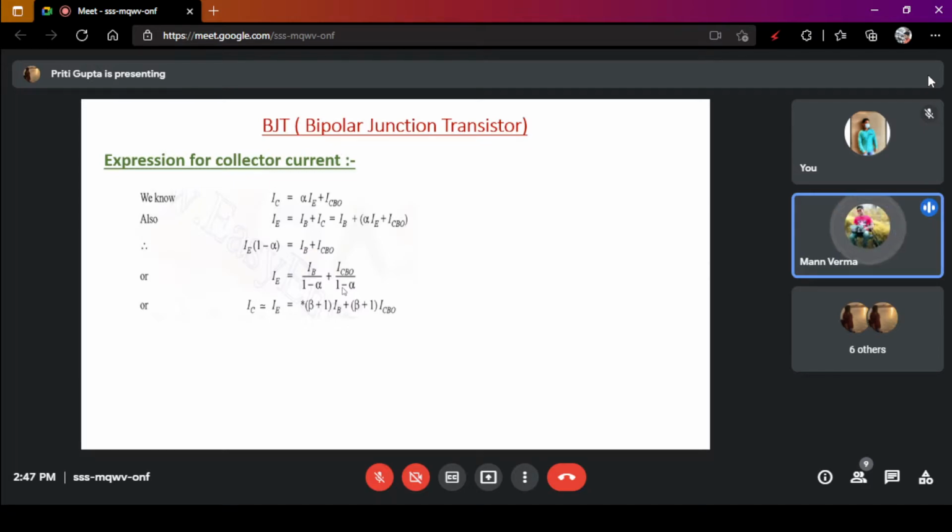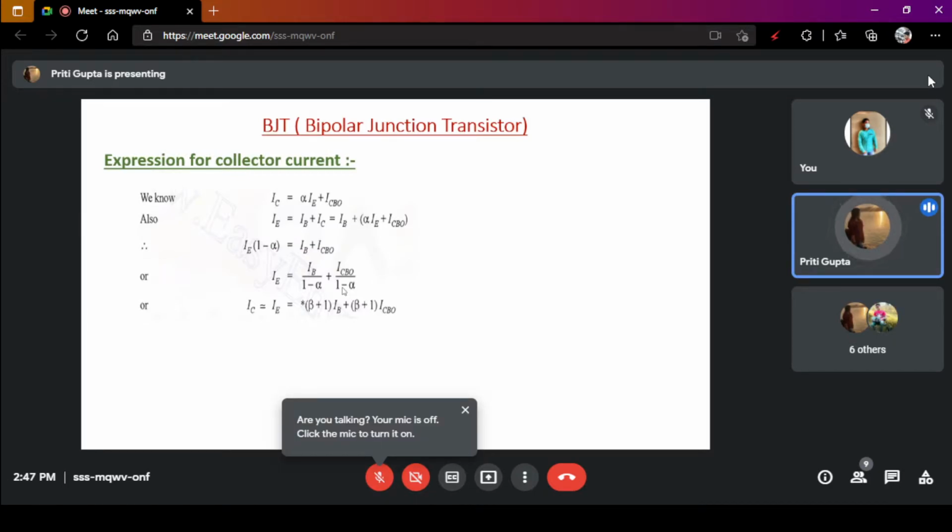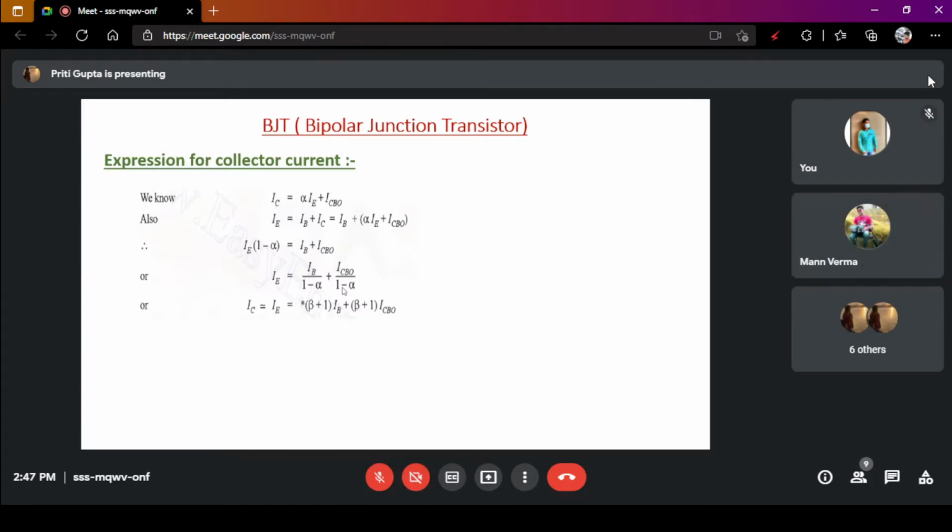Ma'am, here collector current will come in terms of beta. Have you written up to this? IE is equal to IB by 1 minus alpha plus ICBO by 1 minus alpha. Yes, ma'am. After that, write down, we know beta equals alpha divided by 1 minus alpha. At first, write down this part. We know beta equals alpha divided by 1 minus alpha.